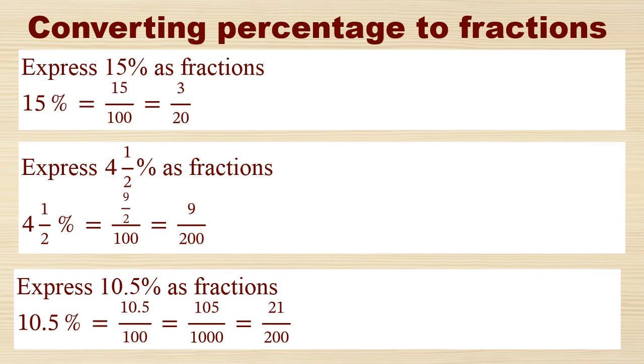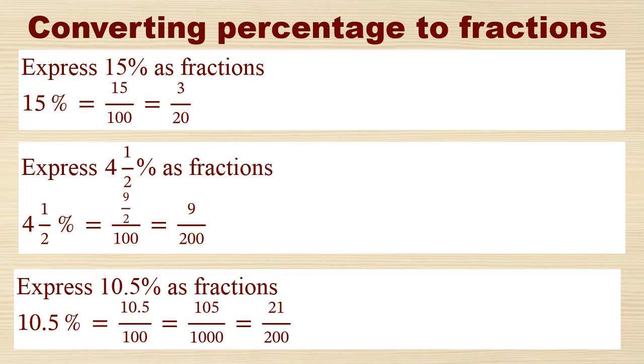Express 10.5% as fraction. We already know that since it is named percentage, the denominator is 100. So we are to divide it by 100. So we have 10.5% is equals to 10.5 over 100. For us to eliminate the point that is in it, we multiply it by 10 over 10. So when you multiply 10.5 by 10, you get 105. When you multiply 100 by 10, you get 1000.